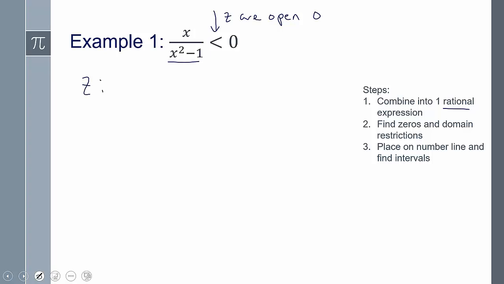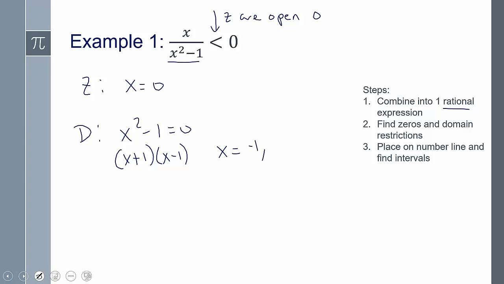So for the zeros, you set the top equal to 0. So x equals 0. So there it is, there's my 0. The domain restrictions, you set the bottom equal to 0. Sometimes you can factor it, like this factors into x plus 1 and x minus 1. So x equals -1 and +1. Then we take that and put it all on a number line. So my 0 is an open circle because it doesn't say equal to. My -1 and +1 are open circles because those are my domain restrictions.